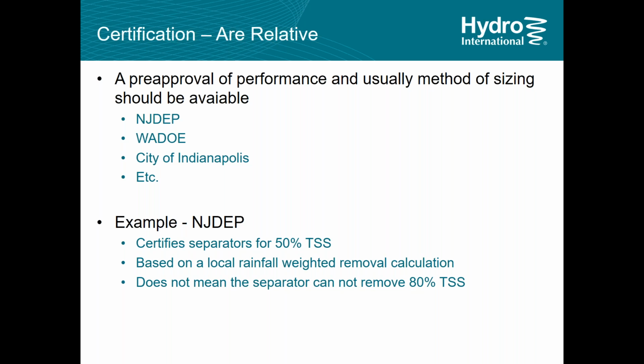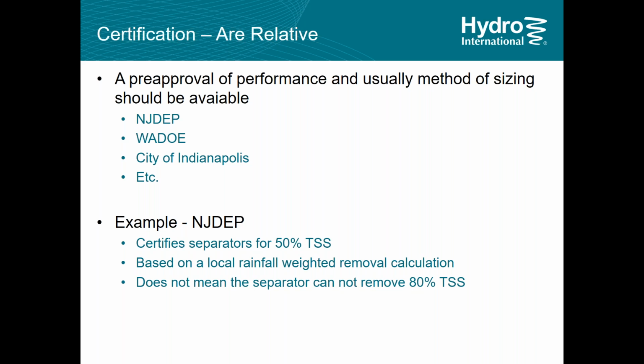And there are a lot of places that hitch their wagon to that and say, use that table, but here's how you do the sizing. So a certification isn't in itself a sizing method. It's merely a certification of the level of performance for a certain set of conditions. So, for example, in New Jersey, they certify separators for 50% TSS. It's based on a specific New Jersey calculation. It's a weighted removal calculation, and that's what we target, 50% TSS.